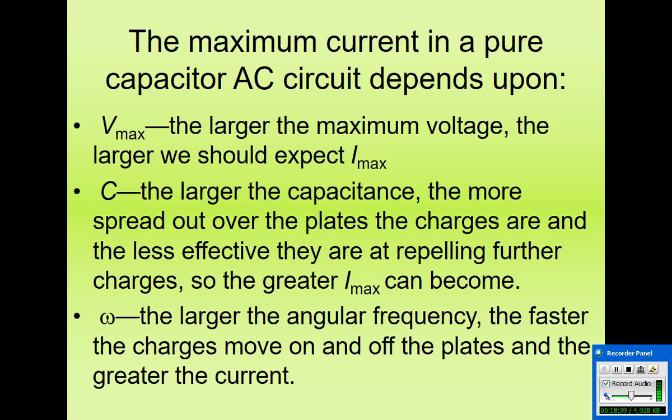We also have omega. And omega is going to be a measure of how fast the actual current is moving. Because the greater the angular frequency, the faster these charges have to get onto the plate and then be removed from the plate. They have to be moving at a pretty good clip if omega is very large. So a larger omega tends to lead to a larger current in this capacitor circuit.